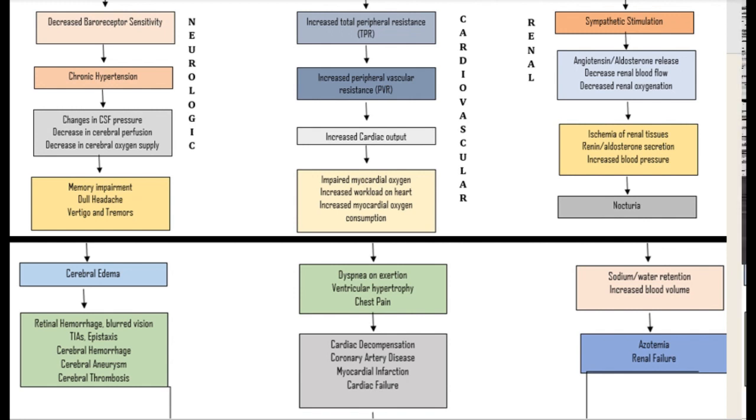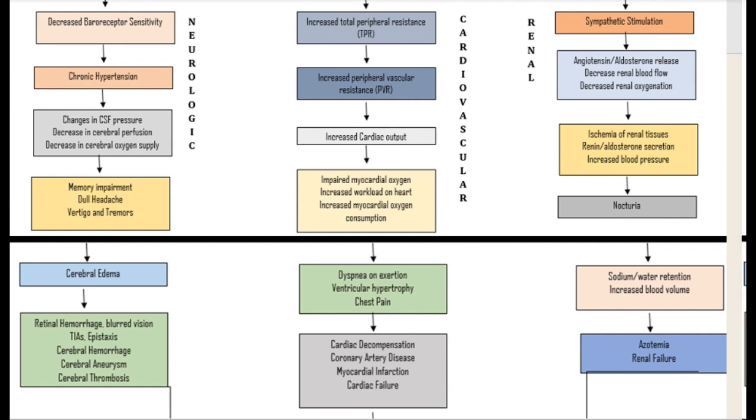Next is the cardiovascular. The constriction of arterioles would lead to increased total peripheral resistance, or the TPR. That would also lead to increased peripheral vascular resistance, or the PVR.